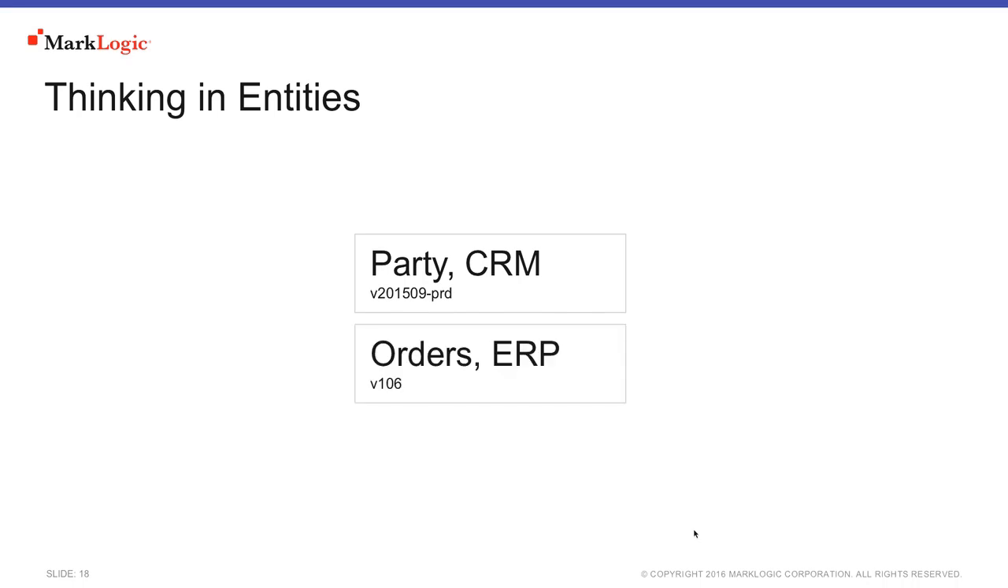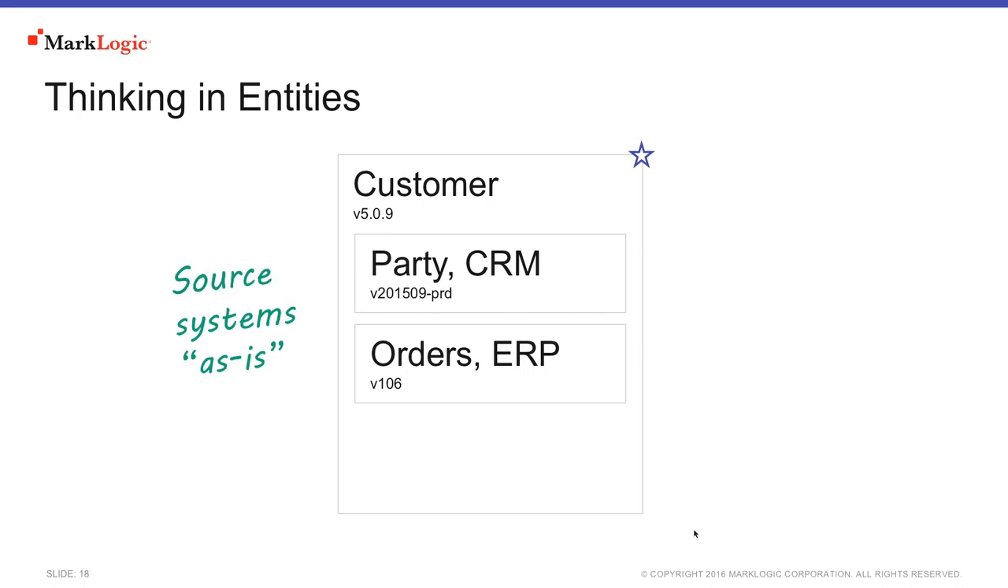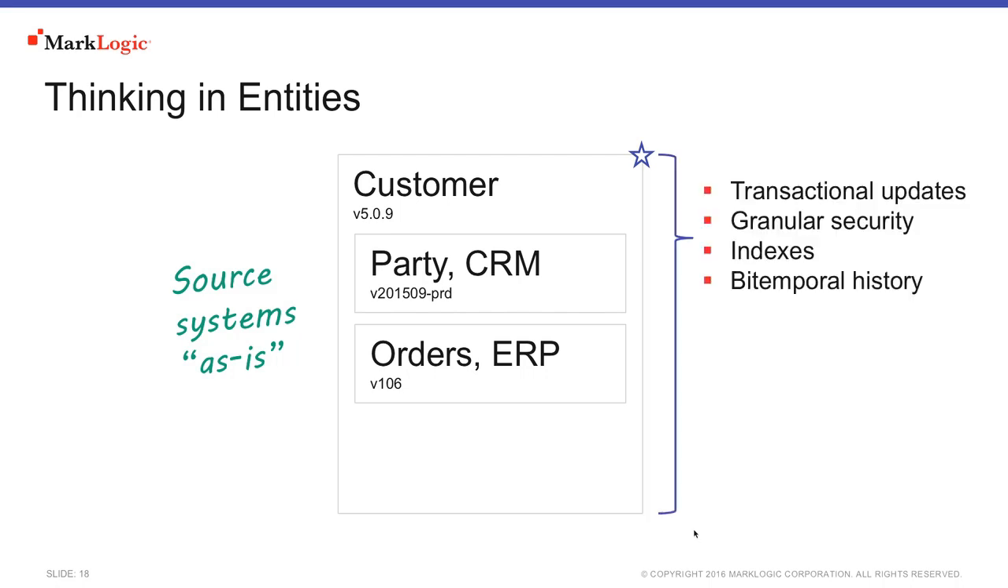Instead, we want to think about data in its natural form. We want to think about the customer entity. So sure, we're going to get data from the CRM. Sure, we're going to get order history from the ERP system. But we want to be able to pull that together into a single entity. You might call it a document, unsurprisingly. You want to be able to keep that data as it is from the source systems, but you want to be able to understand how to pull that together into a single entity.